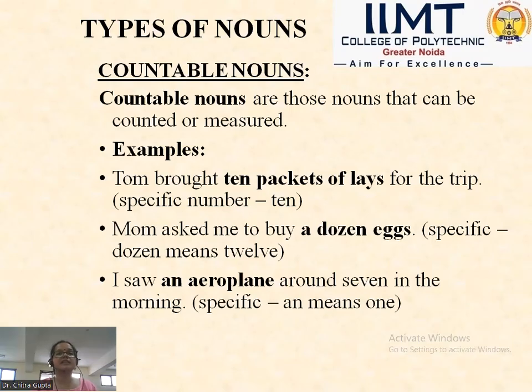Mom asked me to buy a dozen eggs. One dozen means 12 eggs, a specific number, and 12 eggs can be counted. In another example, I saw an aeroplane around 7 in the morning. It's a specific number, one, so one can also be counted. These examples come in the category of countable nouns. It is easily understood that nouns which can be counted or measured come under the category of countable nouns.